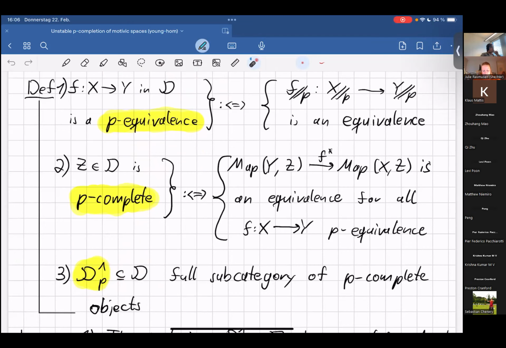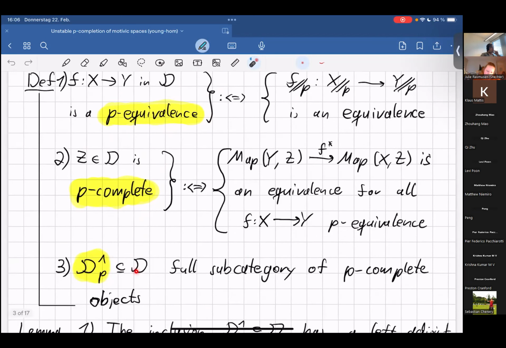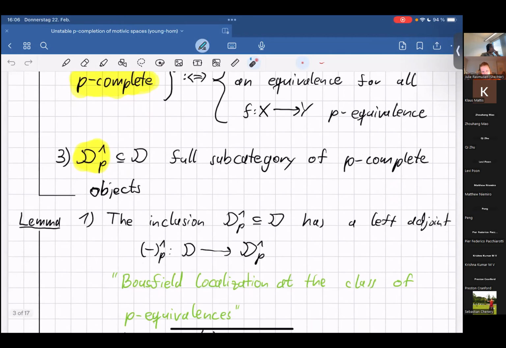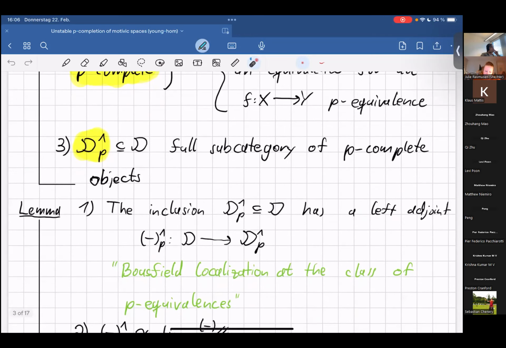And this is a general fact. If you single out a class of things which are your weak equivalences, or p-equivalences or whatever, and you take the class of local objects here, then this is a localizing subcategory. In particular, you get a left adjoint to this inclusion, which we will call the p-completion functor from D to D_p hat. This is the Bousfield localization, and this exactly inverts the p-equivalences.